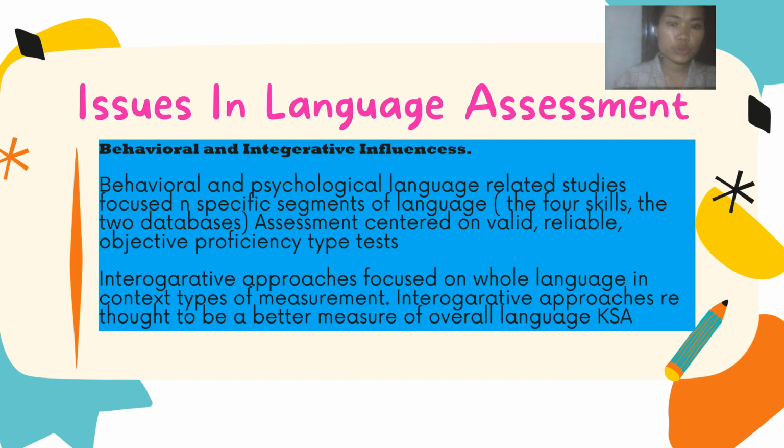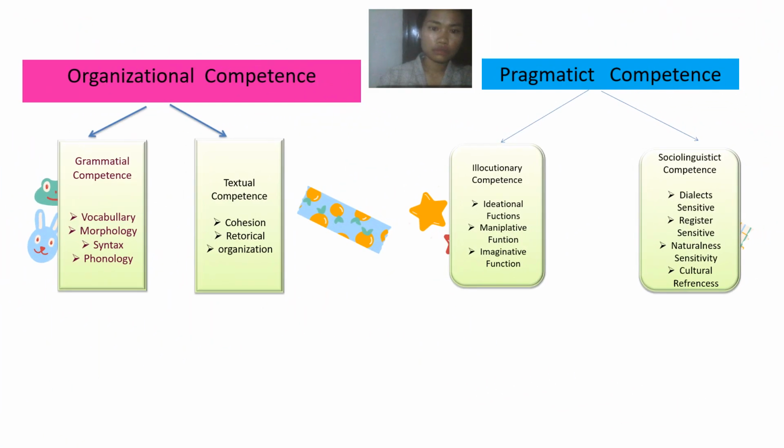And now we go to communicative language. In this edition, we also have different components integrating the whole language approach. We have competence that a language user or language learner needs to understand or master, like vocabulary, grammar, morphology, phonology, and so on. And in textual competence, the learner or user of the language needs to understand or master cohesion and rhetorical organization.